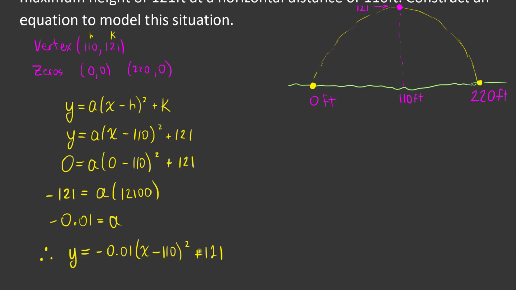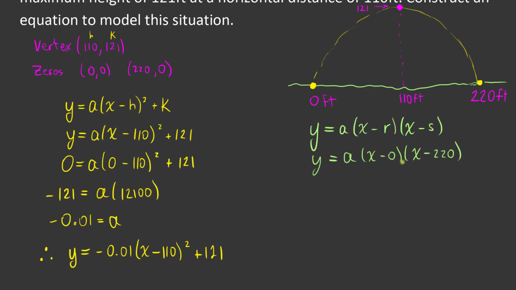What if I wanted to do this in factored form instead of vertex form? Well, I would start with my factored form, and I'll plug in the values of my zeros for the r and the s, and then I just have to have another point that I can plug in for my x and my y. So I need an x and I need a y, and it can't be the zeros. I've already put those in at 0 and 220. Well, I have another point. It's the vertex. My y value of the vertex is 121. My x value of the vertex is 110.